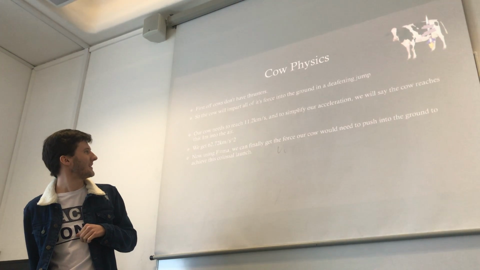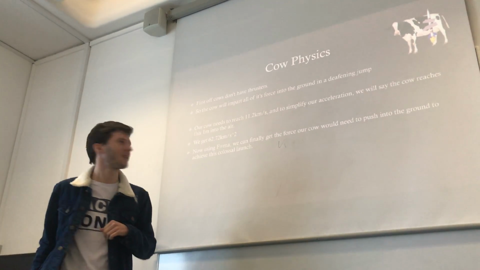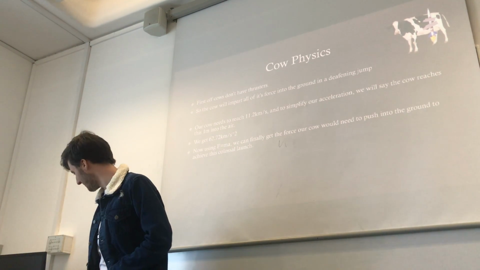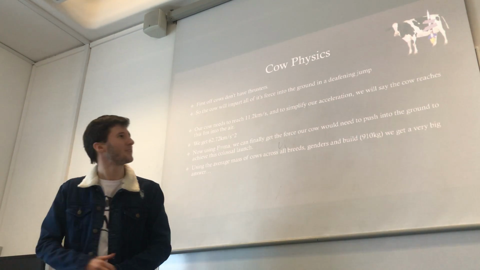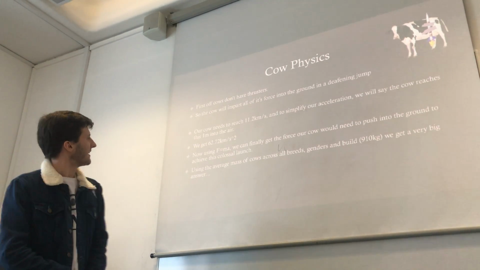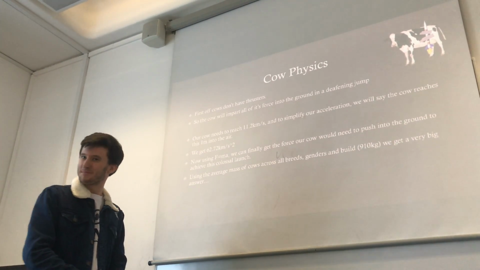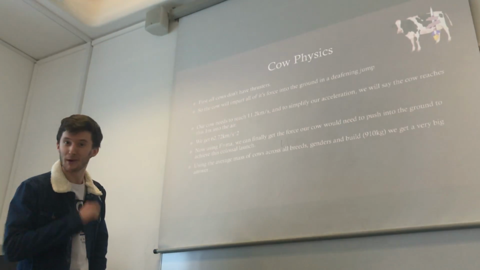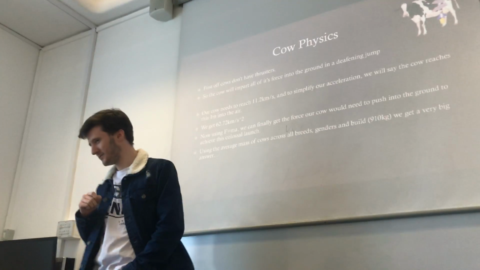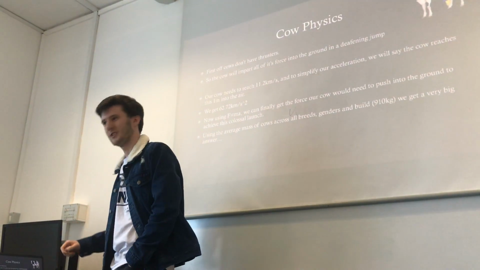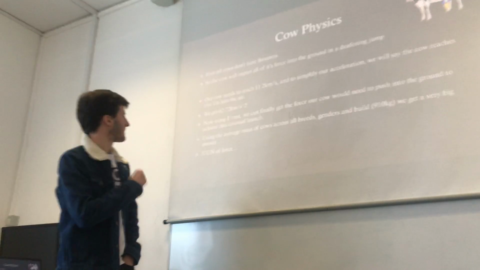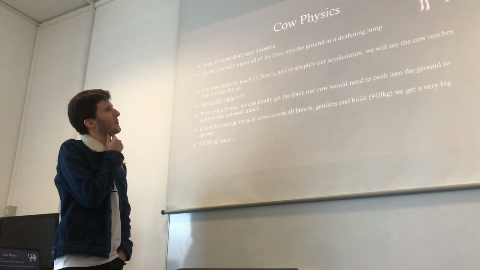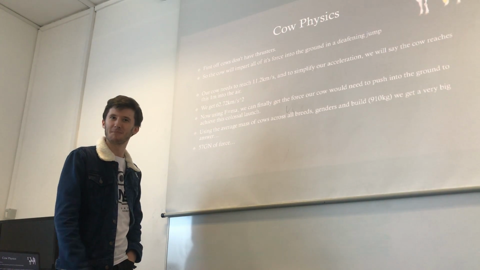So we continue on, we can now just use our handy-dandy F equals ma equation. We can finally get the force our cow would actually need to push into the ground to achieve such a colossal launch. And yes, my search history is very, very sad because I have calculated the average mass, breed, build of cows, and I got 910 kilograms across all cows. I did my research, and we do get quite a large answer. Ooh. 57 giganewtons of force for that thing to launch itself into space.